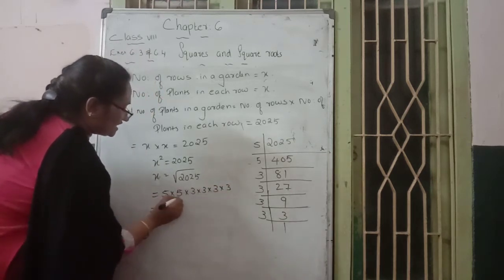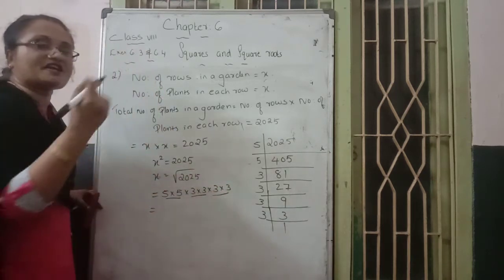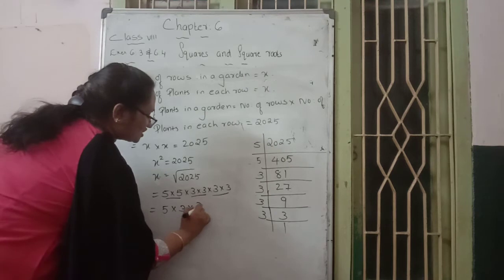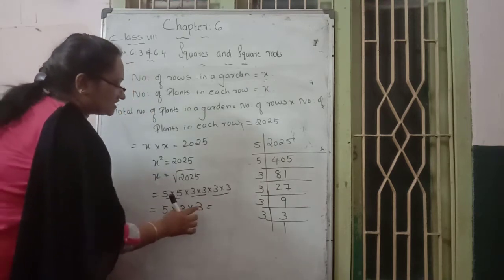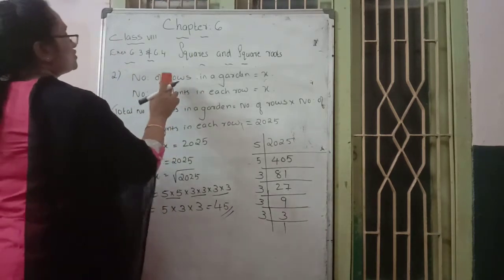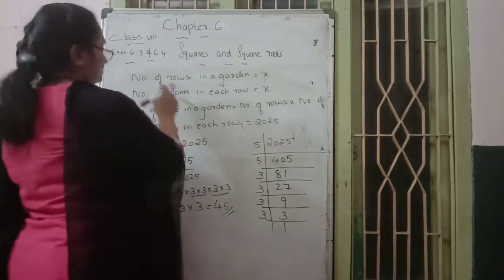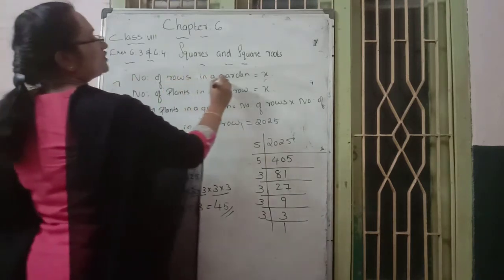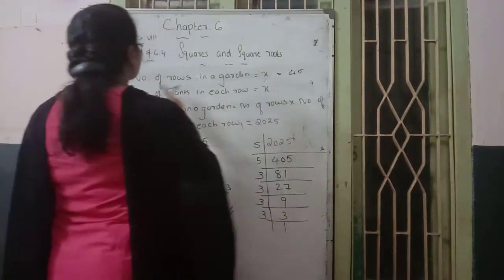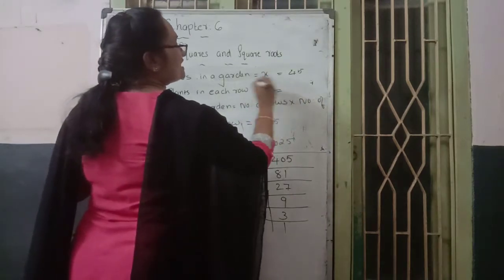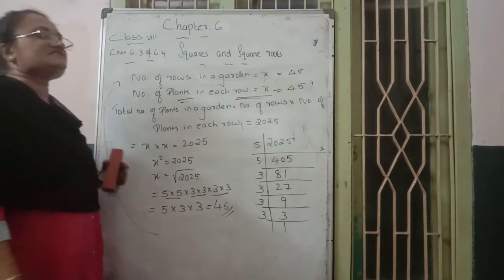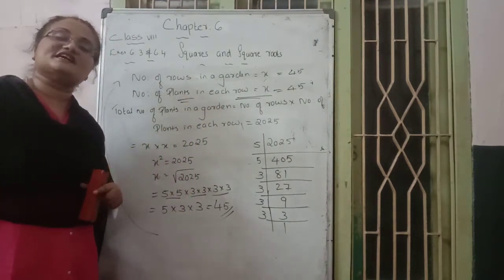Then for the square root, take pairs, and from each pair take out one number. First pair 5, second pair 3, third pair 3. Then multiply: 5 threes are 15, 15 threes are how much? 45. That's why we can conclude the number of rows. So finally we can write it as the final step. Number of rows in a garden equals x. That means x value we got as 45. Then number of plants in each row, that also we consider as x. Total number of plants in each row also becomes x, and the x value we got as 45.